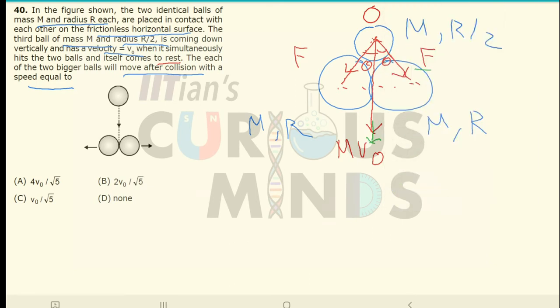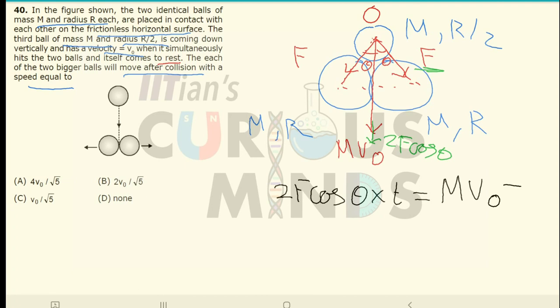Now here this F, its component in the vertically downward direction will be equal to F cos theta, and for the second also it will be equal to F cos theta, so it will be equal to 2F cos theta. So this force 2F cos theta, for a short amount of time, will be equal to the change in momentum, which is equal to m v naught. Now let this be the first equation.